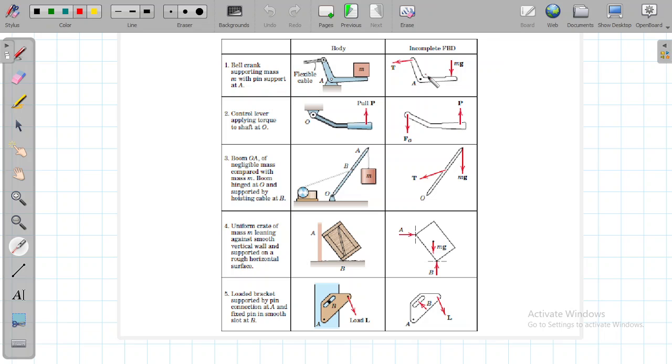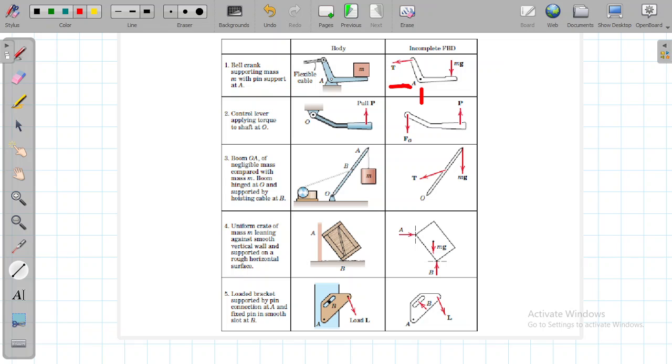Now they have given you incomplete FBDs. This is the body. The information about this system is a bell crank supporting mass M with a pin support at A. So there is a bell crank which is supporting this mass M and it is pin connected at A. Here is a lever which has a tension T. This is a cable, so a cable will always have a tension T. The mass is over here, so mg is going to be placed over here. Then there's the pin over here, so you need to put two reactions for the pin. If you want, you can have one reaction here and another reaction here.